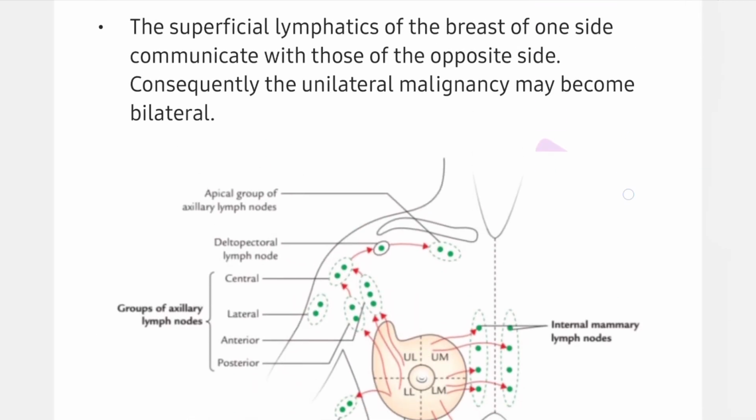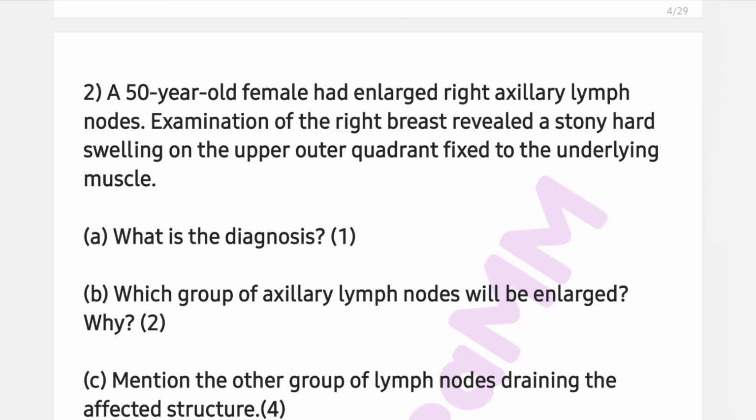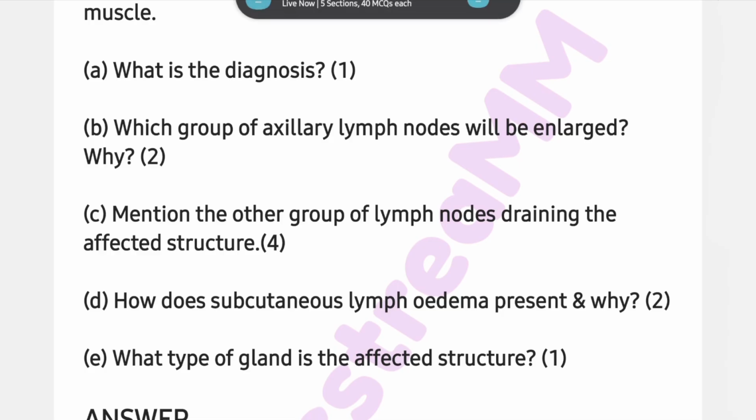Here I forgot to tell one thing. If we have learned about the lymphatic drainage, in this, 75% of lymphatic drainage goes to axillary lymph nodes, and 20% goes to internal mammary, and the rest 5% goes to posterior intercostal. And in axillary, the one draining the most is the anterior group. Please do remember this. So here they have asked which group of axillary lymph nodes will be enlarged, that is anterior.